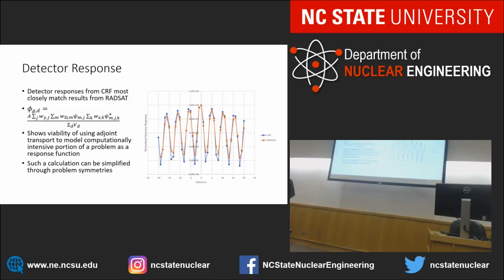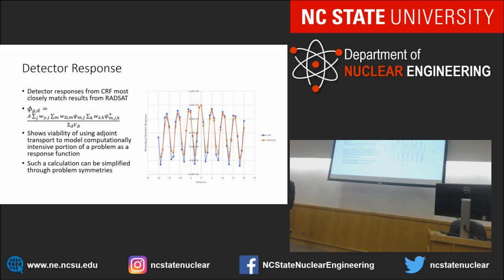And so the final thing we do is we effectively take that weighted summation from a few slides ago, and we integrate over the area of the collimator and the detector volume, and what you get is the detector response. And so what we're looking at is that on that collimator there are tons of detectors. Zero is the center detector, and then you're going to the left and right of it. And we're looking at the detector responses, and what we can see is that it fairly closely resembles RADSET, which unfortunately was not what we were hoping to have.